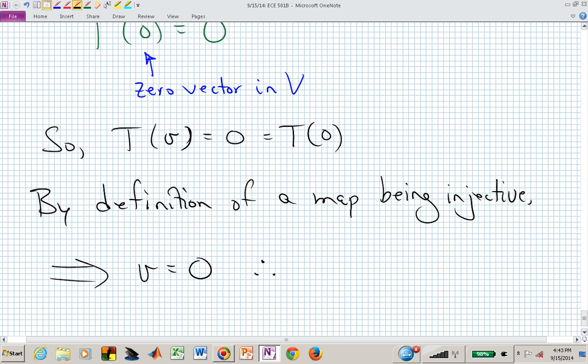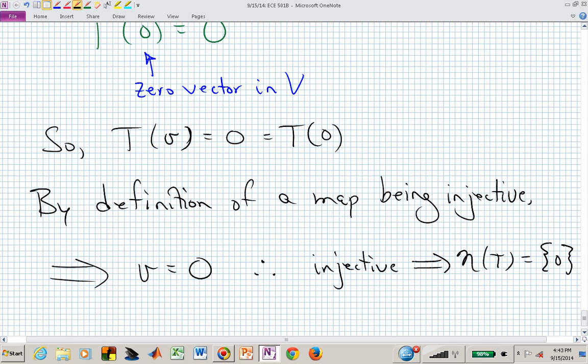What have we just shown? We've just shown that if we assume an injective map, that implies that the null space of T is only 0. Because we didn't specify what particular value we had for V. We just said, let's pick any vector V in the null space. And now we've shown that whatever that was, it has to be the 0 vector by the map being injective. So we've gone one direction.